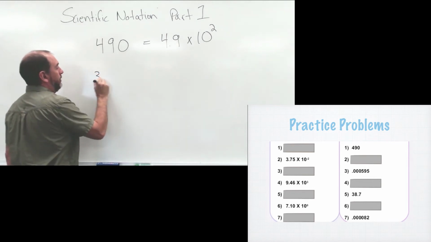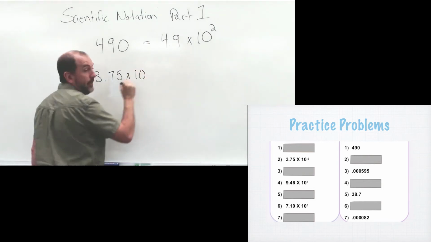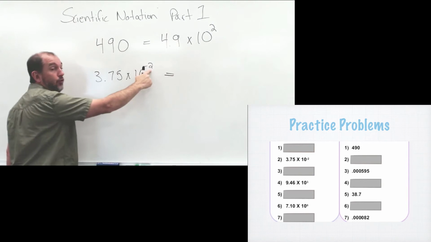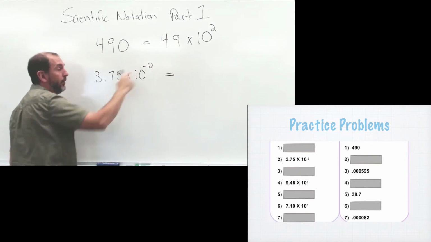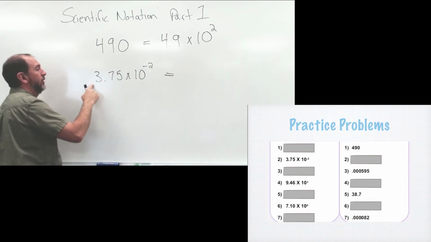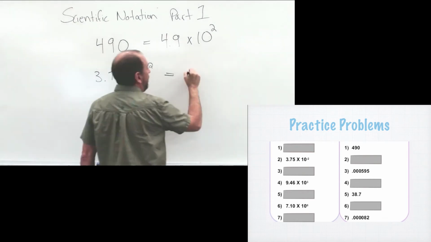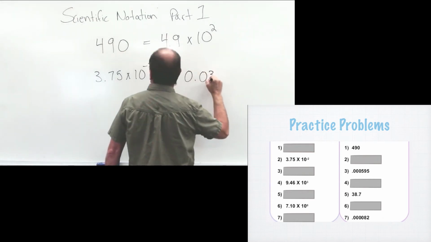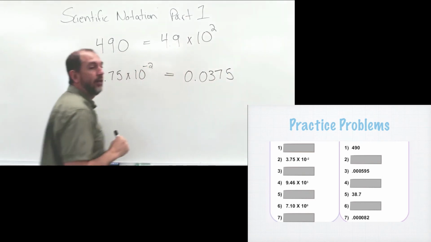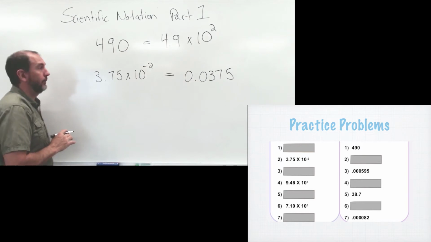Next one, 3.75 times 10 to the minus 2. Okay? Minus 2 means that it's a small number. I have to move my decimal place to the left 2 digits. 1, 2. So that's going to give me 1 0 before the 3. 0.0375. 2 places to get there, and it's negative because it's a small number less than 1. Okay.